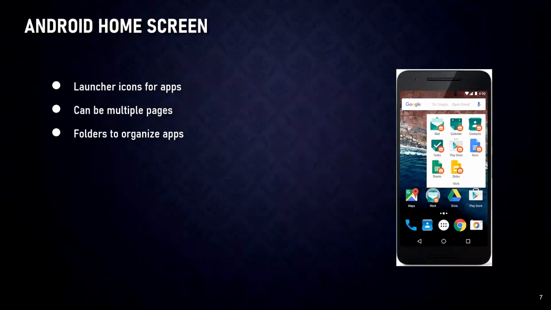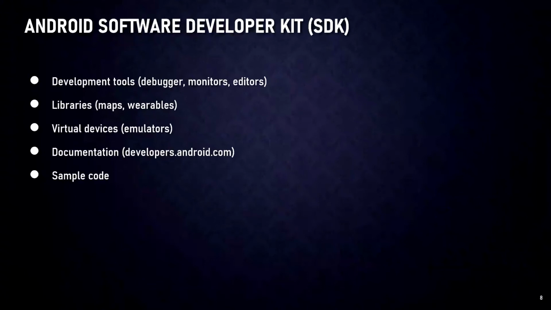The main component in our Android development is the software development kit, what we call the SDK, right? You guys may face a problem that I saw in the group, in the installation of the SDK. This is the major component that we use in our Android development. It comes with different components that we will use in Android Studio, the development tools like debugger, monitor, and editor, different libraries for maps, wearable devices, and so on, and virtual devices.